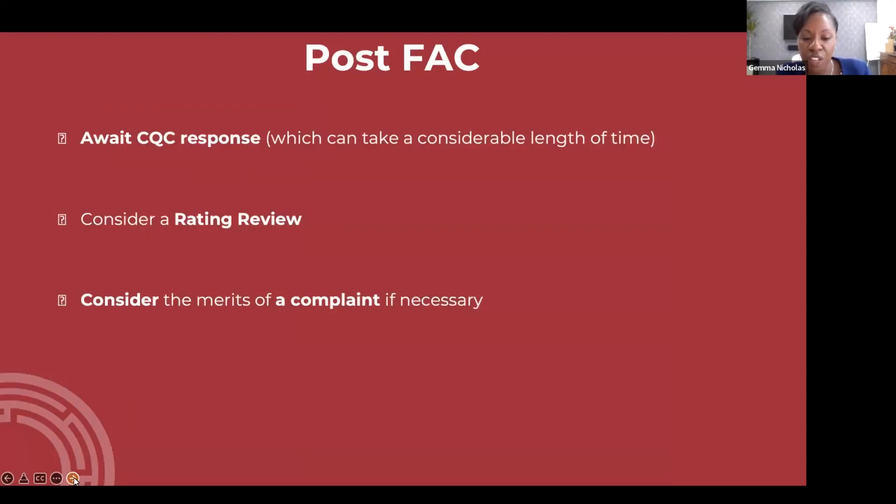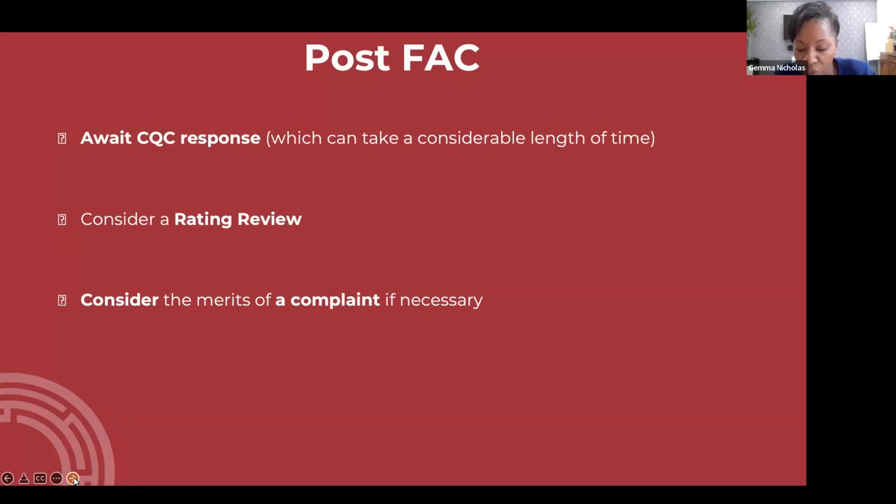So after submitting your factual accuracy response, essentially you just need to await the CQC. This can take a considerable amount of time. Just as an example, a client of mine has experienced a wait of just over 6 months, so you may need to be patient. Also, consider submitting a rating review.